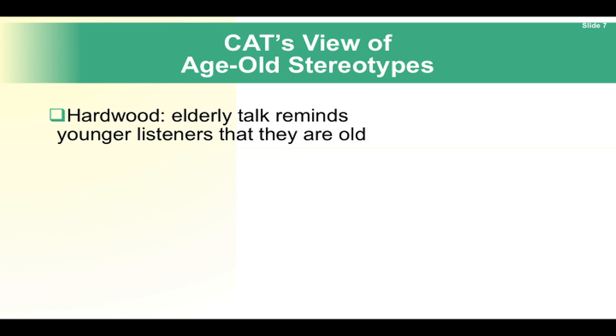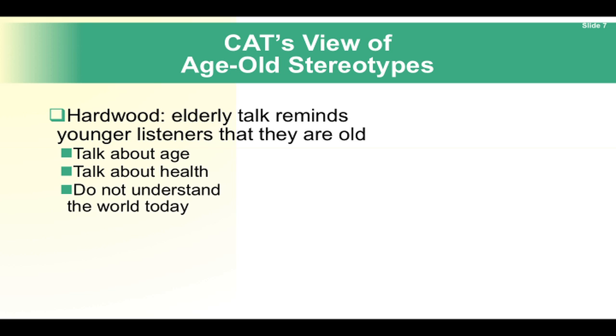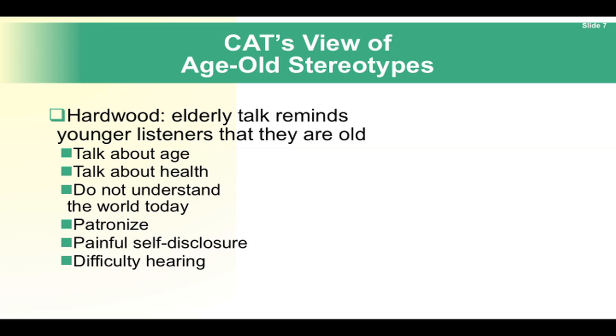CAT's view of age-old stereotypes. Hummert argues that the elderly's talk reminds younger listeners that they are old. They talk about age, about health, and they do not understand the world today. It's patronizing. It's a painful self-disclosure. They express difficulty hearing and mental confusion.